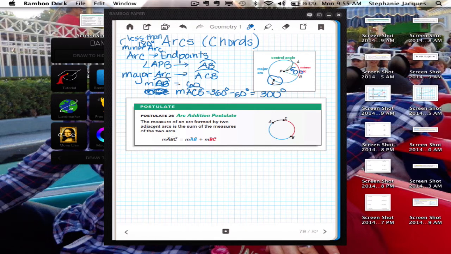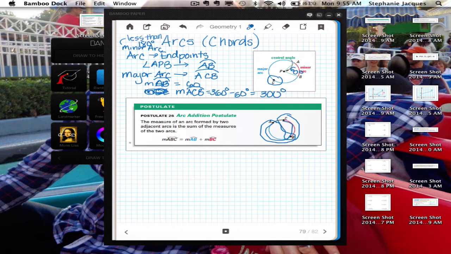Okay, let's look at our arc addition postulate. The measure of an arc formed by two adjacent arcs right next to each other is the sum of the measures of the two arcs. So all that's saying is that if you have arc AB and you have arc BC and you added those, you could find out the total arc amount. That's all you're doing there.